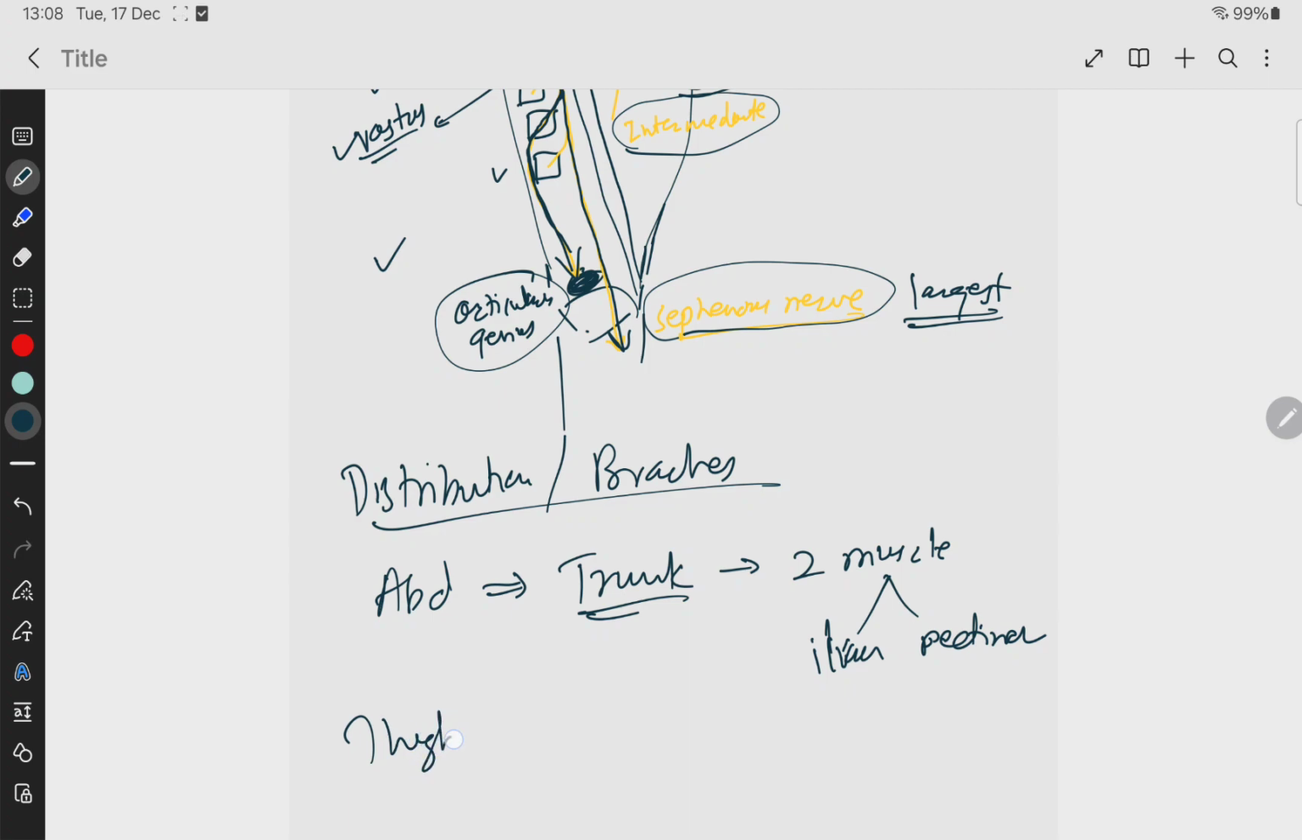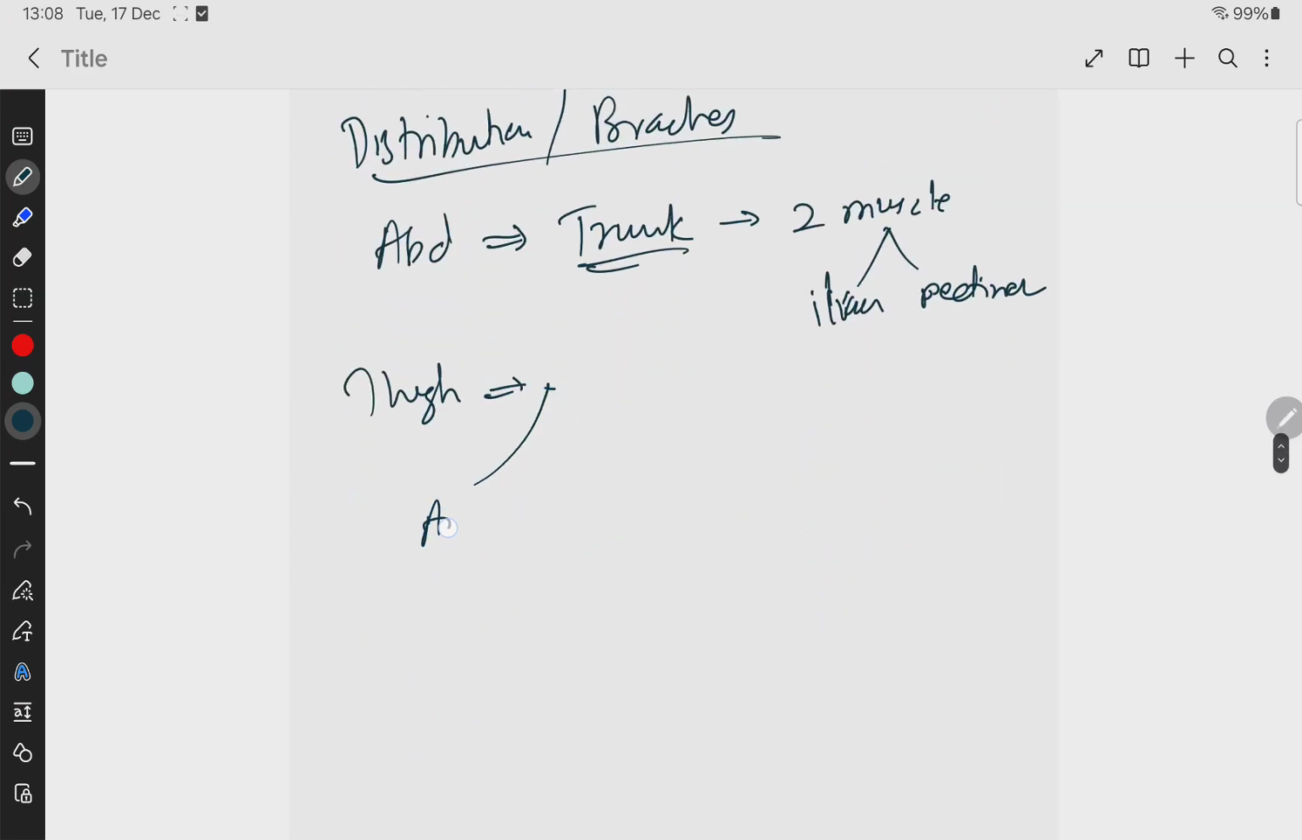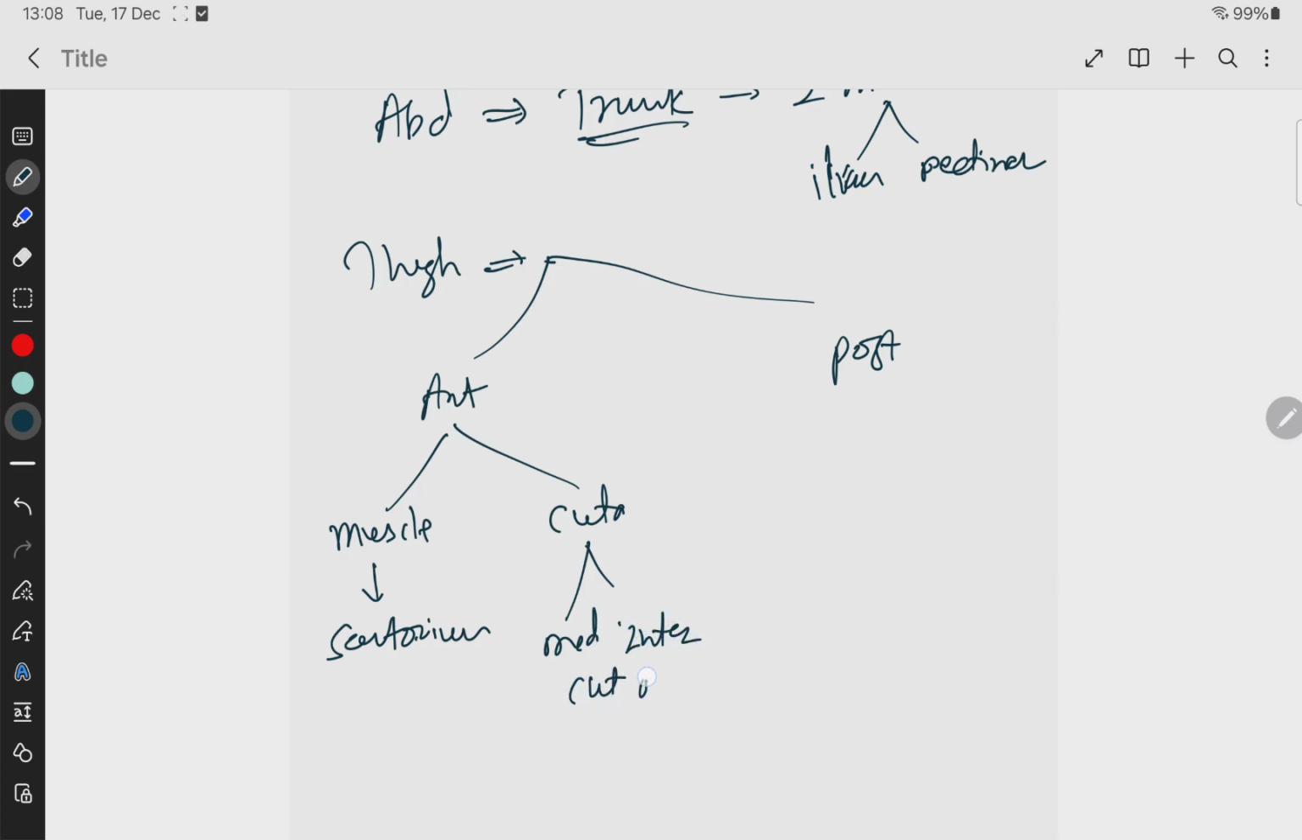Now in the thigh, it is divided into two branches, the anterior division and the posterior division. Anterior division gives a muscular branch, it supplies the sartorius muscle, and it gives the cutaneous branches to the medial and intermediate cutaneous nerve of thigh. Okay, these are the two branches.